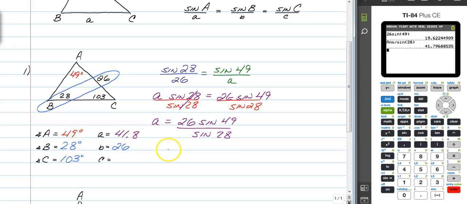Okay, so as I mentioned, I'm always going to use the one that was given. All you had to do is take the sine of 28 divided by 26, and this time you would have set it equal to the sine of 103 divided by little c. And again, you would just type this in the calculator after you cross multiply.